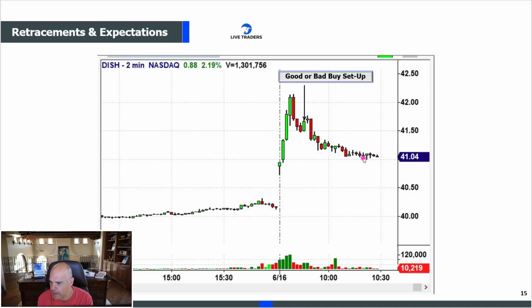Good, good. I like it. I would have taken it. Yes, bad. Shallow retracement, bad. That one's good. Shallow, good, good. Off the open, good. Wow.